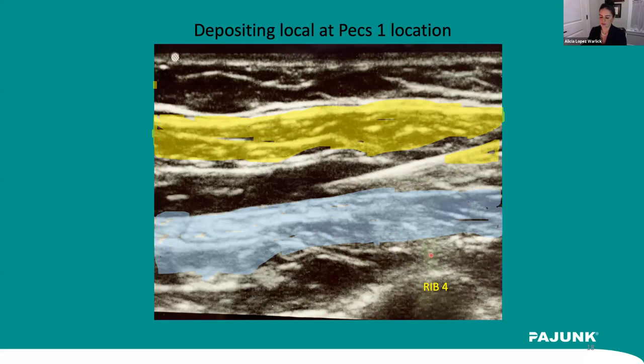So I like to make the depth enough so that I can see the pleura and the intercostal muscles, and I can see just a little bit beyond that, like maybe 1 centimeter. So that's the image that I like to use.